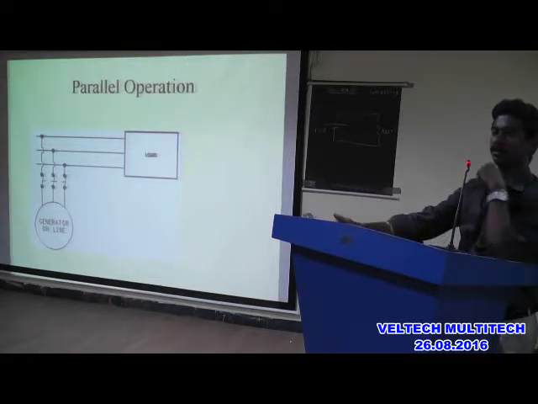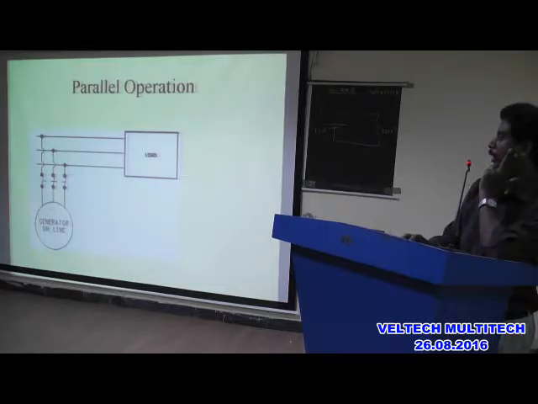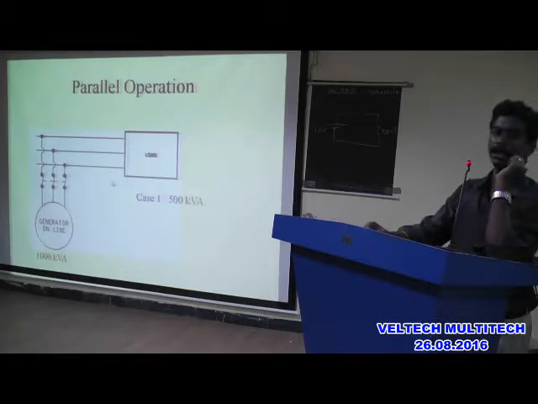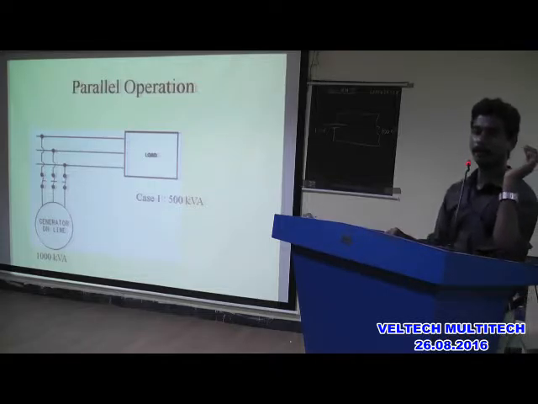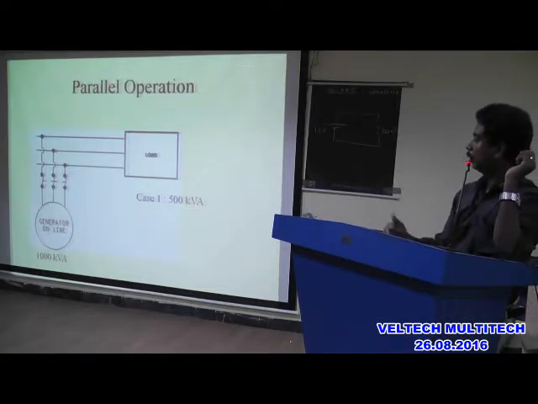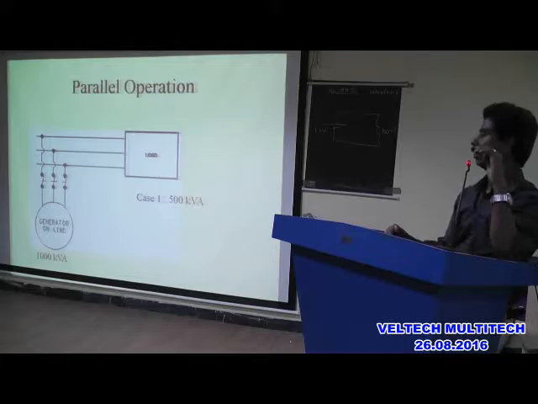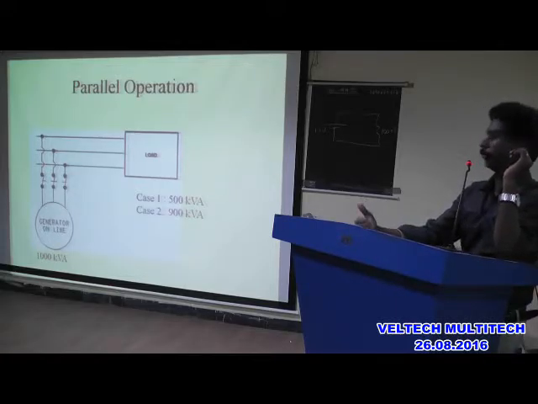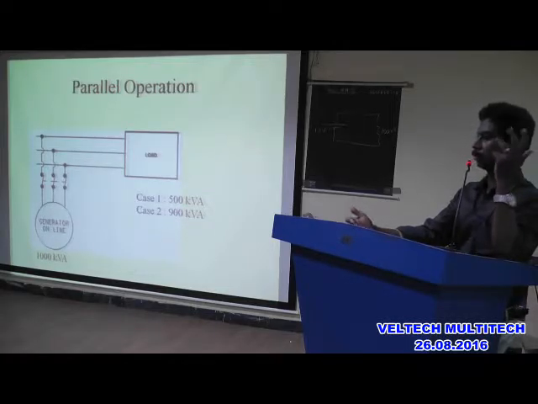Now the parallel operation. Now assume one alternator that delivers energy to the load. Assume the alternator rating is 1000 kVA and the load requirement is 500 kVA. If you assume a lossless system, the alternator can easily satisfy the load requirement. Now the load is increased from 500 kVA to 900 kVA. The alternator rating is 1000 kVA, so it can also satisfy the load.